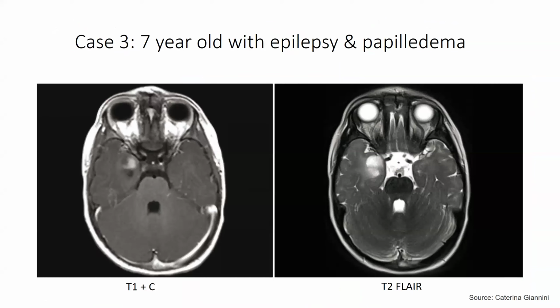So moving on to case 3, this is again a child with epilepsy, in this case a 7-year-old, who has a temporal lobe lesion here that again looks like it's partially enhancing, and it looks like it may have some cystic component.